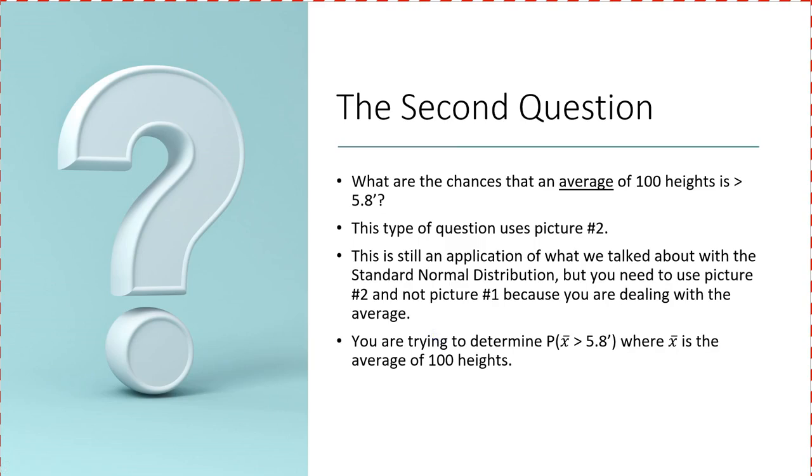So my second question is, what are the chances that an average of 100 heights is going to be greater than 5.8 feet? This is the type of question that's going to use the taller, skinnier picture too, because we are now talking about the samples from our population. So now you're trying to determine if the sample mean is going to be larger than 5.8 feet, where X bar is the average of the heights for 100 men.